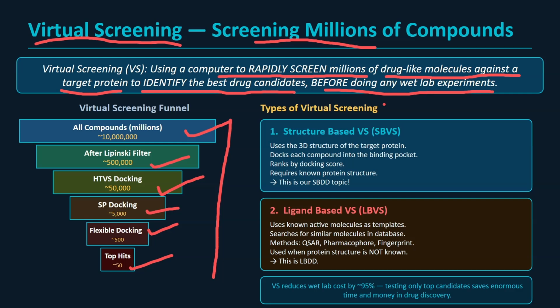So as we know, virtual screening is of two types. One is structure based virtual screening and the other is ligand based virtual screening. In the structure based, we have the 3D structure of the target protein. On the other hand, in ligand based virtual screening, we don't have the 3D structure of the target protein. So this is the one major difference between these two types of screening. In virtual screening, we can reduce wet lab cost by approximately 95% by testing only top candidates, which saves enormous time and money in the drug discovery process.